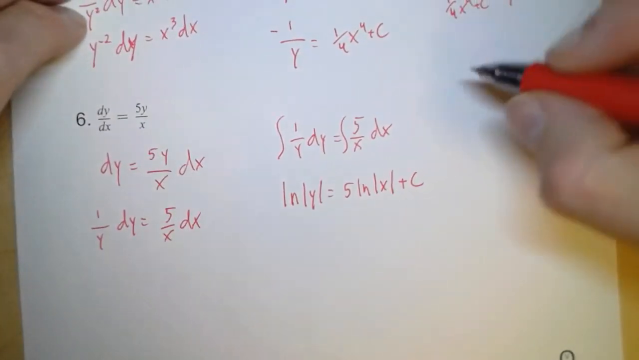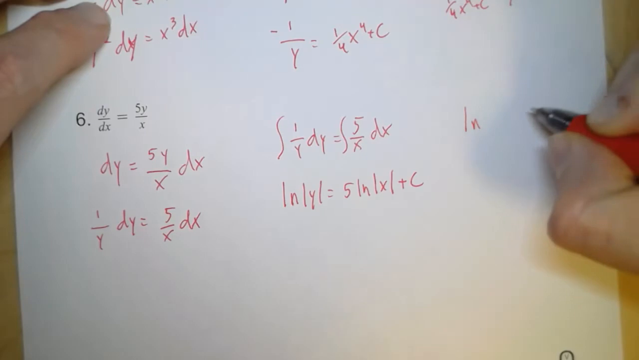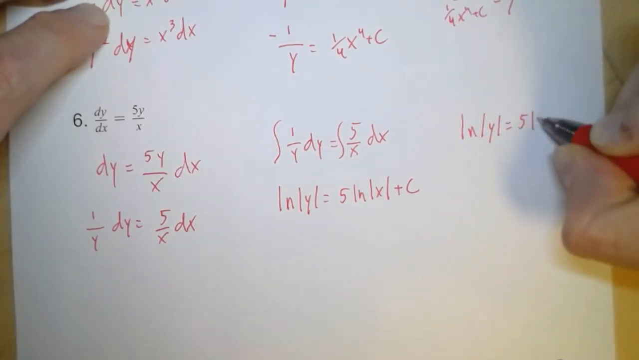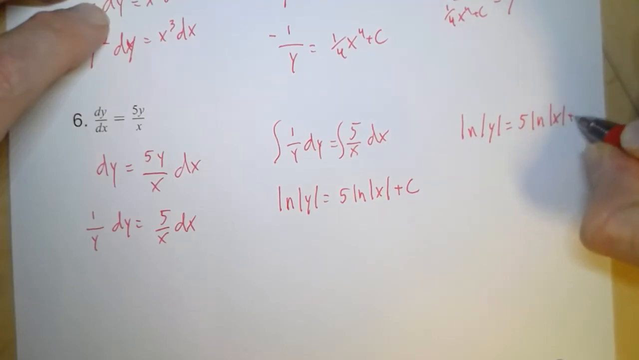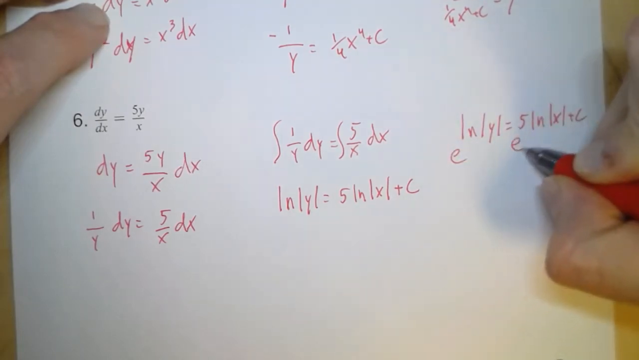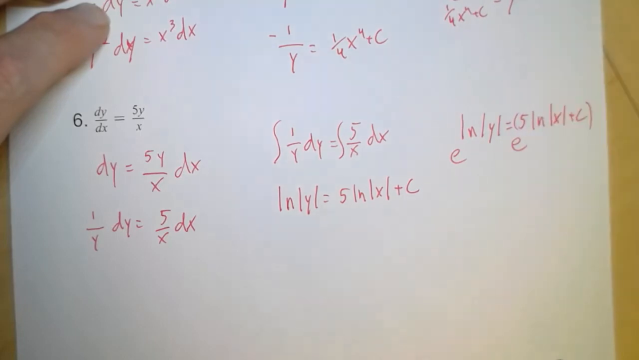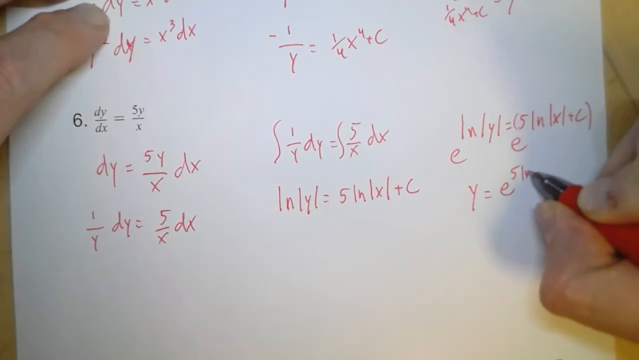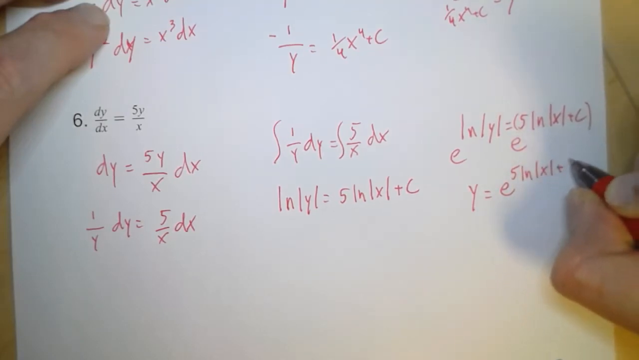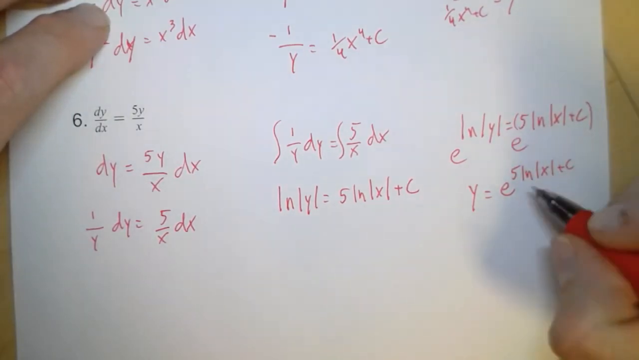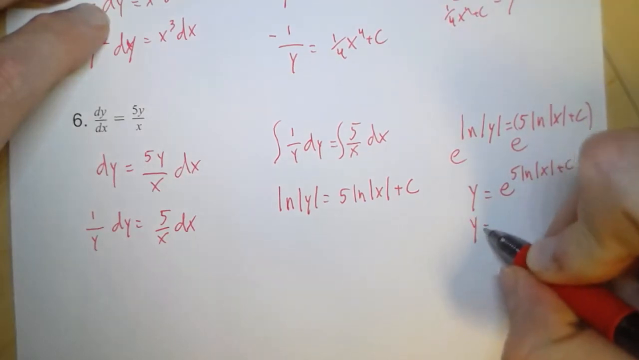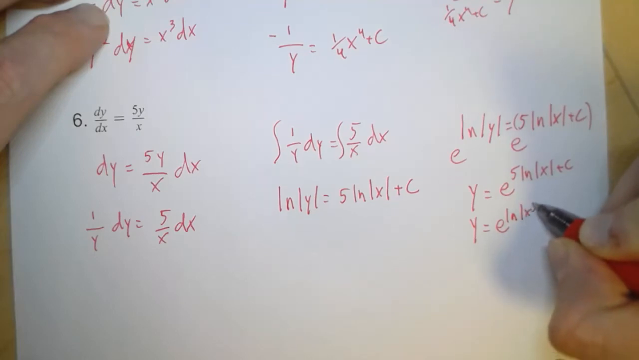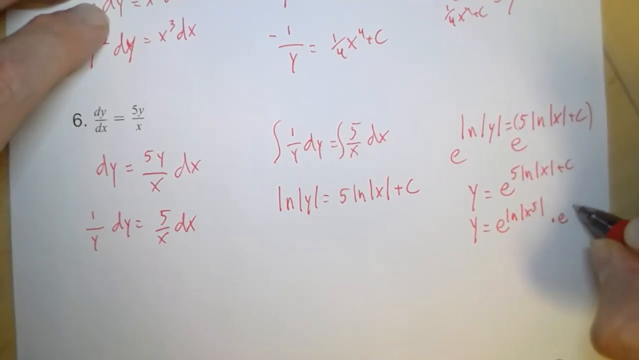So now I'll isolate. So I take ln of absolute value of y equals 5 ln of absolute value of x plus c, and I raise both sides to e. Now remember that this is a quantity. So I've got e to the 5 ln of x plus c. All of that is part of the exponent. But here's what we can do to simplify this. We can rewrite this as e to the ln of x to the 5th times e to the c.